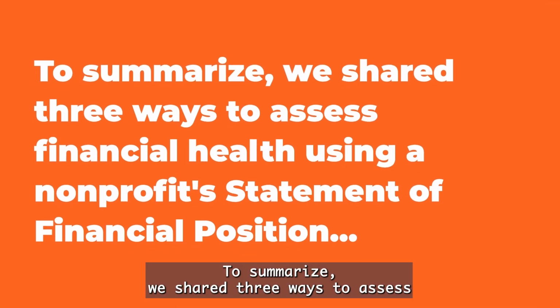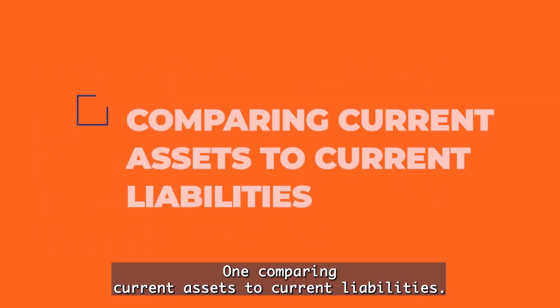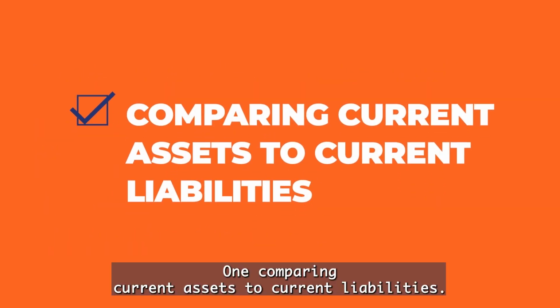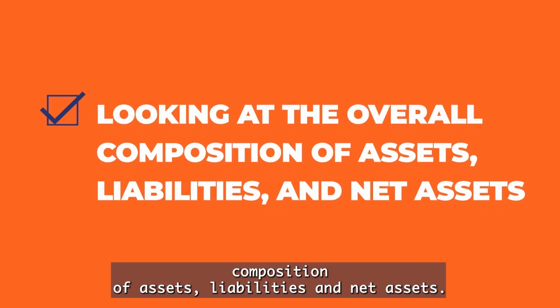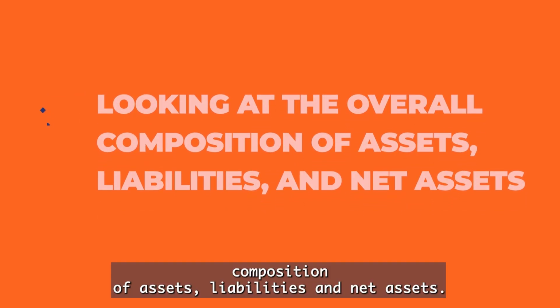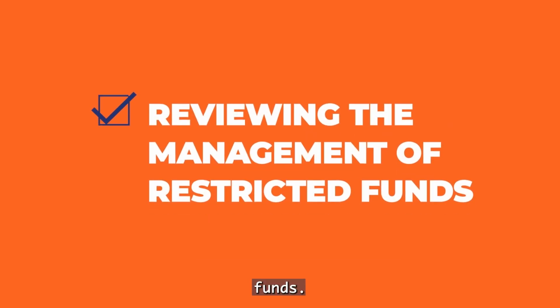To summarize, we shared 3 ways to assess financial health using a nonprofit's statement of financial position. 1, comparing current assets to current liabilities. 2, looking at the overall composition of assets, liabilities, and net assets. And 3, reviewing the management of restricted funds.